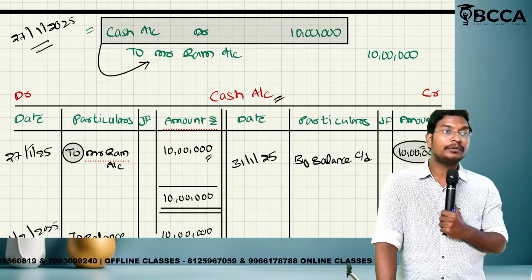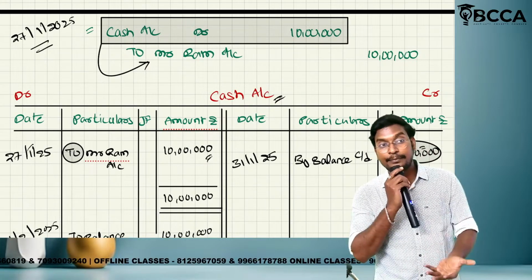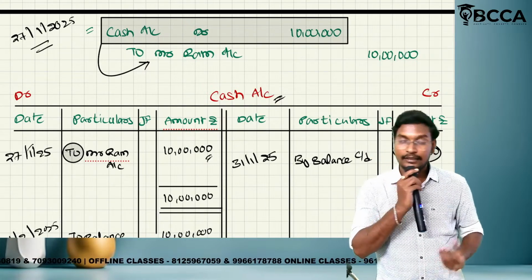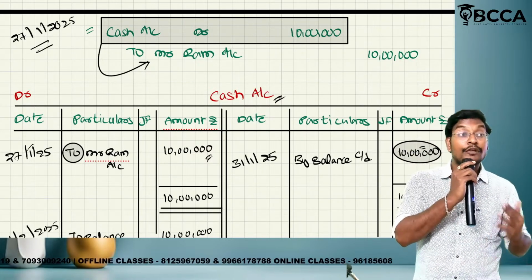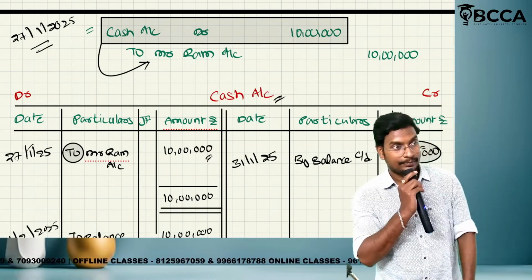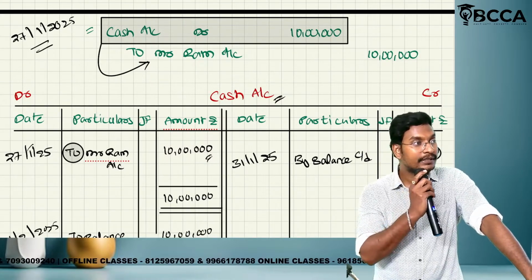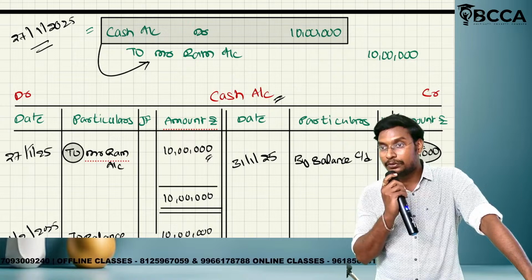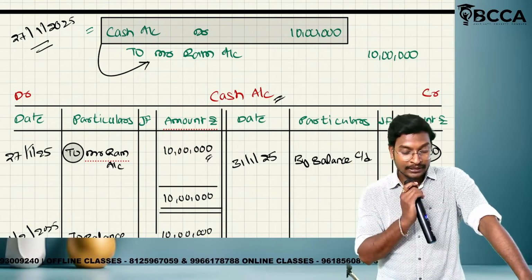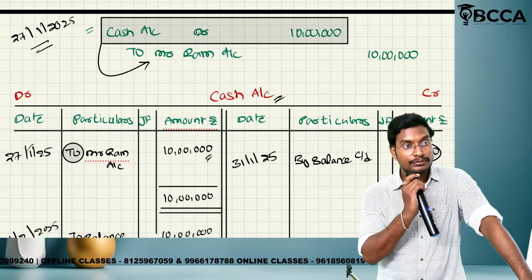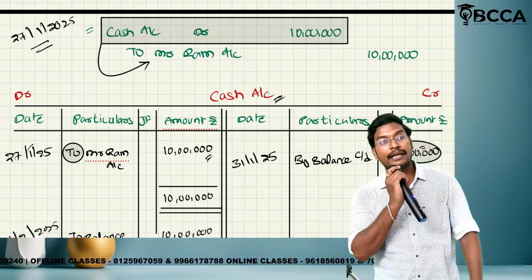So is the cash account debited or credited in the particular journal entry? Debited in the particular journal entry. So we have to record on the debit side of the cash account with the name of the opposite asset. If anything we record on the debit side, we use the word to. If anything we record on the credit side, we use the word by. So how have we recorded? To Mr. Ram account, 10 lakhs.